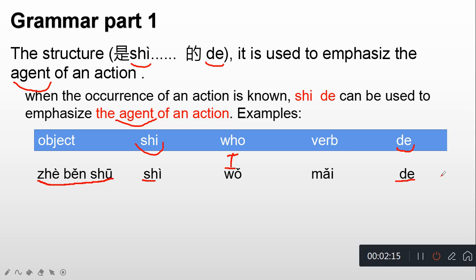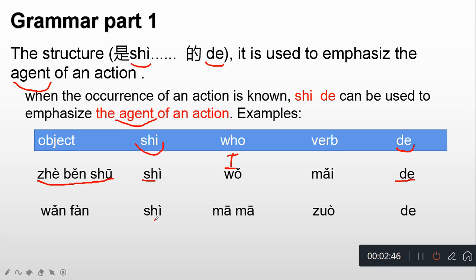So the translation of this sentence, now let's do this together. 这本书, this book, is 是我, I, 买, buy, 的. So this book is I buy. So in English we can say this book is bought by me. That's how we translate it. And now example 2.